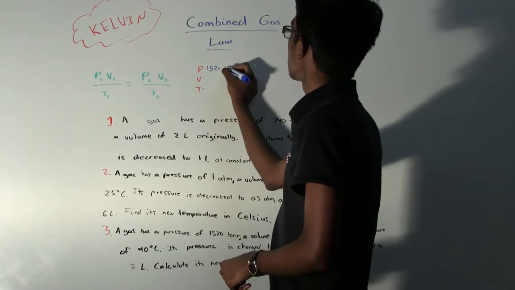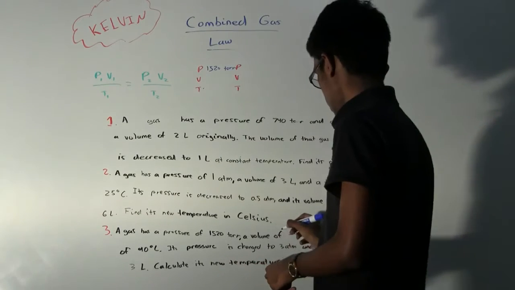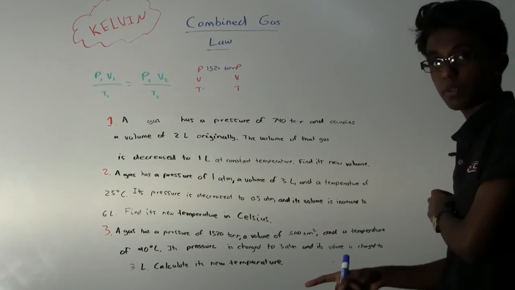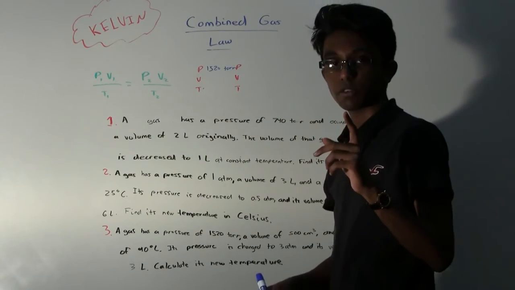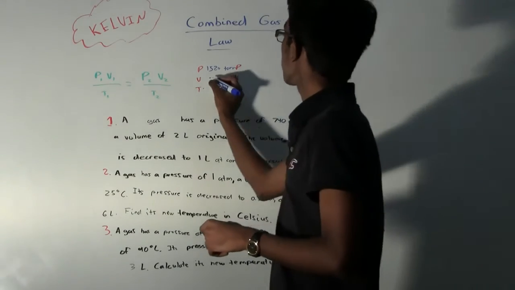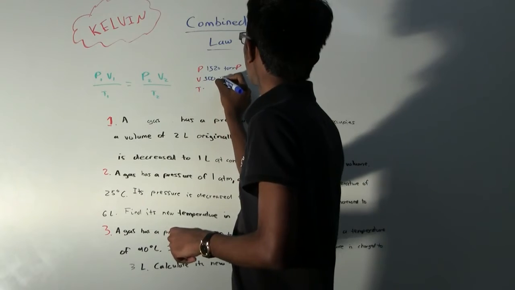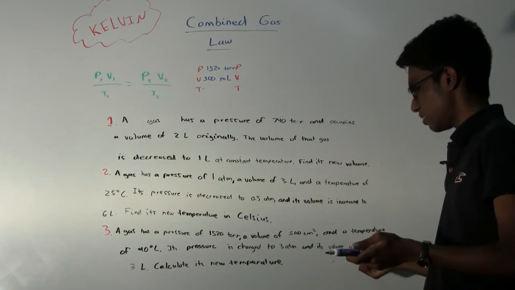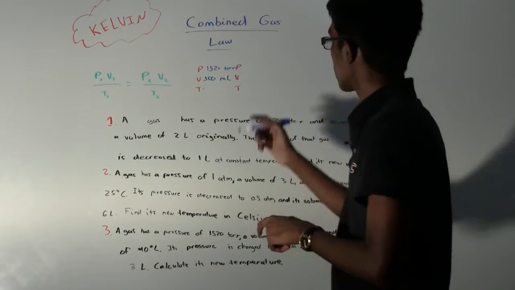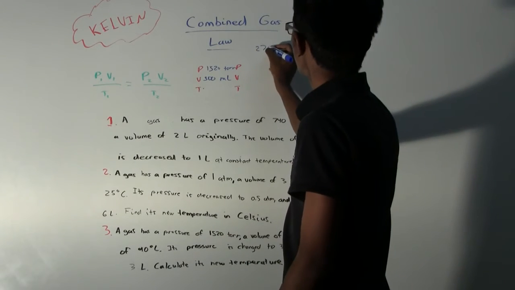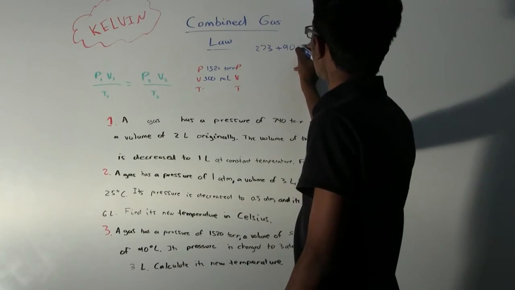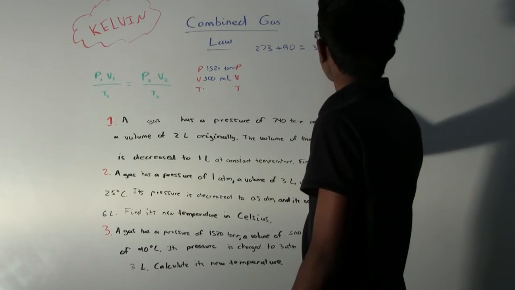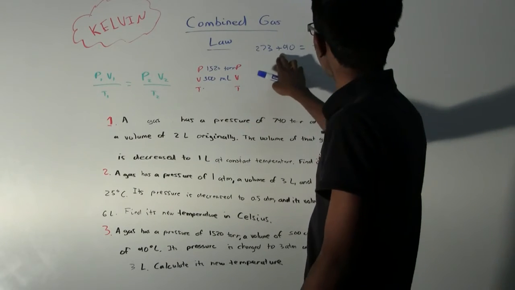Okay, so original conditions, pressure is 1,520 torr. Volume is 500 centimeters cubed. 1 centimeter cubed is also 1 milliliter, so I'm just going to write that: 500 milliliters, and temperature of 90 degrees Celsius. Convert that into Kelvin. How do you do that? 273 plus 90 is equal to 363 Kelvin.